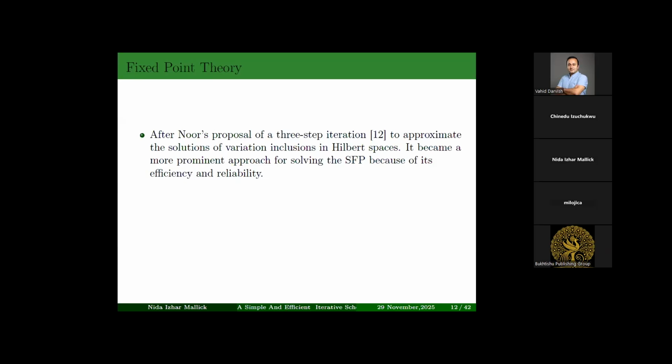In 2000, Noor proposed a three-step iterative scheme to approximate the solution of variational inclusions in Hilbert spaces, and after that it became a very prominent approach for solving the SFP because it was more efficient and reliable than earlier known iterative schemes such as Ishikawa, which is two-step, and Mann and Picard, which are one-step. Then in 2012, Dang introduced Noor's three-step method to the KMCQ-like algorithm.